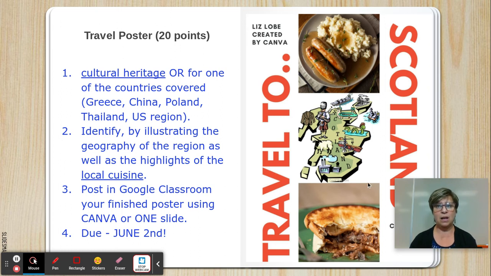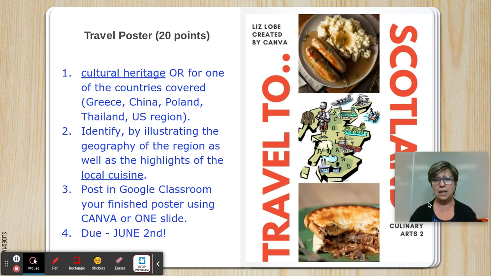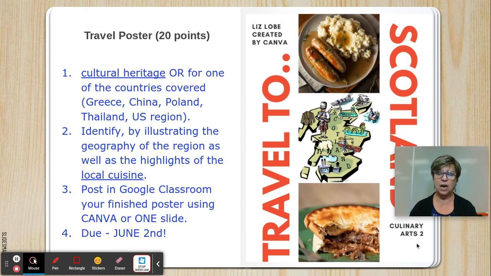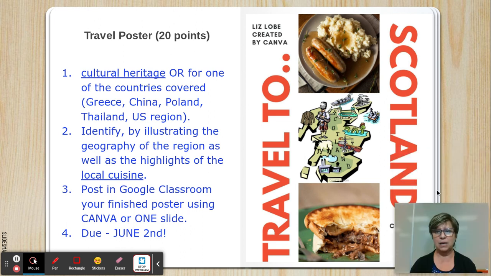And so it's simple. This is identifying by illustrating the geography of the region. Boom. Here's my little map. As well as the highlights of a local cuisine. So I have bangers and mash up here, and I have shepherd's pie-ish down here. Okay, and then I put my name and how I created it, and then I put in Culinary Arts 2 down below. Okay, and again, I used Canva. So simple, so easy to do. Okay, and then that's it.